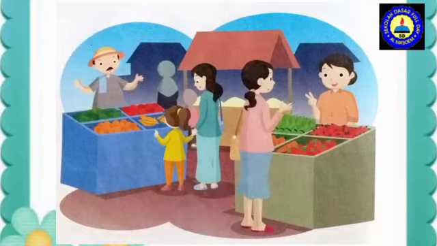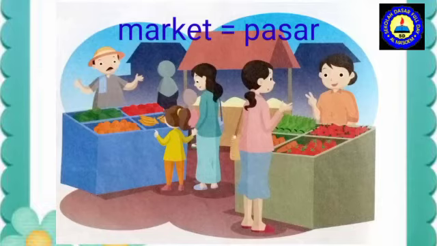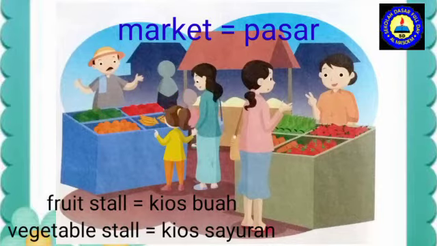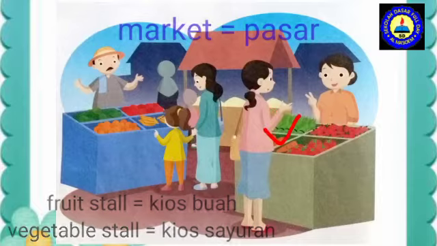Yes, they are at the market. There are avocados, apples, oranges, and bananas at the fruit stall. How about the vegetable stall? Yes, there are water spinach, chilies, tomatoes, and carrots.